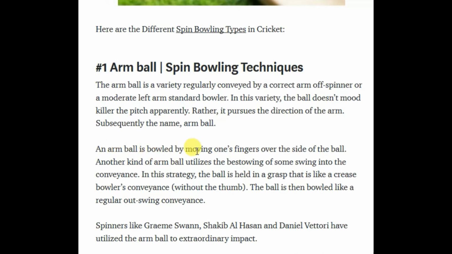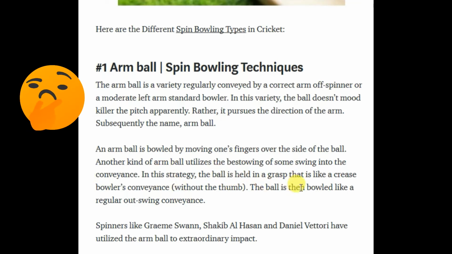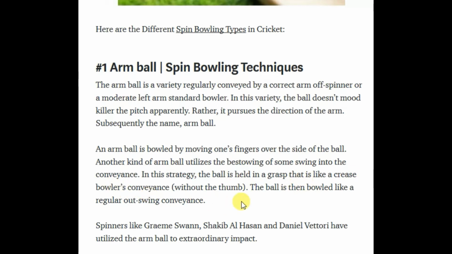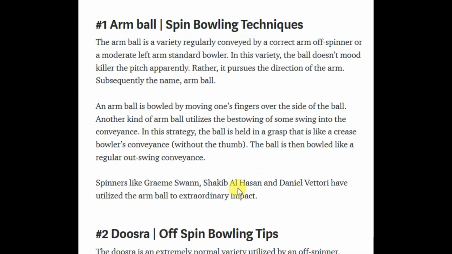An arm ball is bowled by moving one's finger over the side of the ball, which is bowled by the fingers only. That's why this is called the arm ball. Another kind of arm ball utilizes the seam of the ball. In this strategy, the ball is held in a grip like a seam bowler's, without the thumb. The bowler then bowls like a regular swing bowler. Spinners like Graeme Swann, Shakib Al Hasan and Daniel Vettori have utilized this type of arm ball to extraordinary effect.